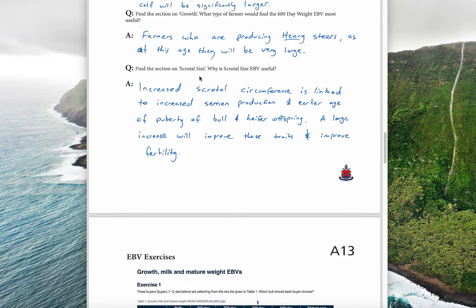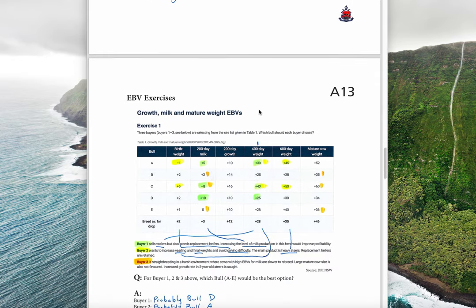The next one, as I've already mentioned a bit, is why scrotal size is important. Why is it useful? Because increased scrotal circumference is linked to increased semen production and earlier age of puberty in bulls and heifer offspring. So if a bull has offspring with a cow, both the males and the females will hit puberty earlier if their father has a larger scrotal circumference. That's an important fertility trait, and a large increase will improve fertility. So generally speaking, an increased scrotal size is important.